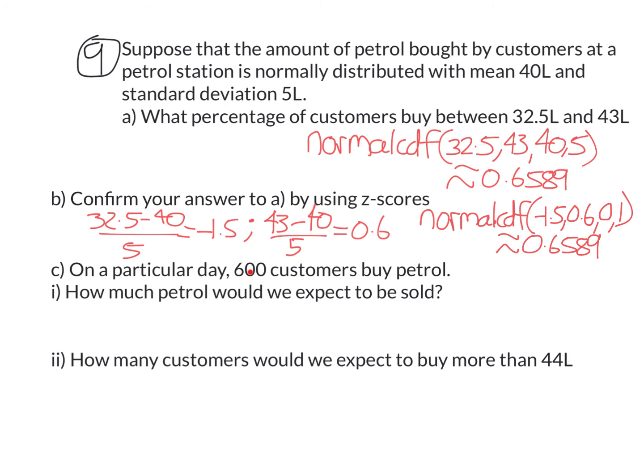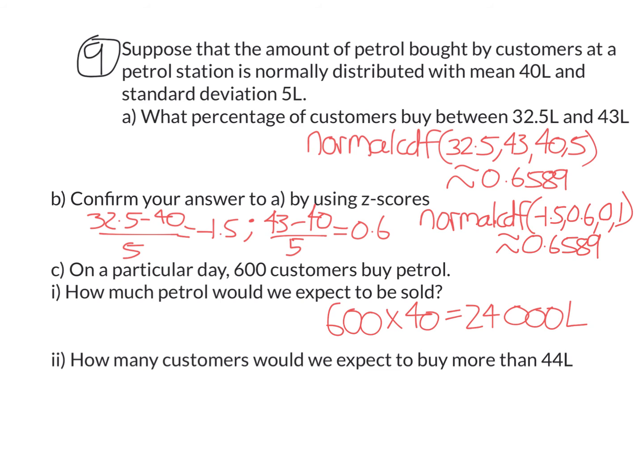Okay, so part C(i) is really easy. If you had 600 customers and the average amount they buy is 40 litres, you would expect to sell 600 times 40, which is 24,000 litres. So in this last part here, how many customers would we expect to buy more than 44 litres?